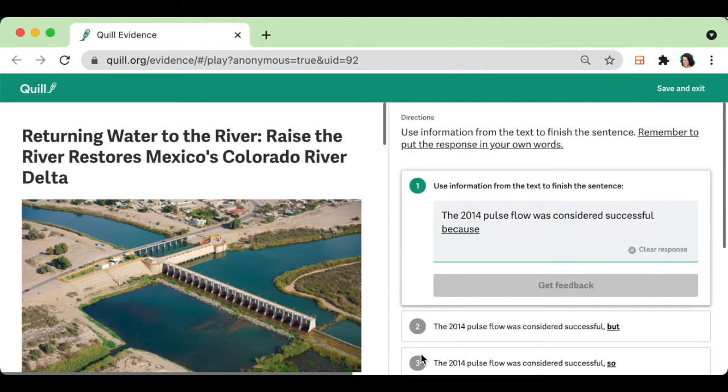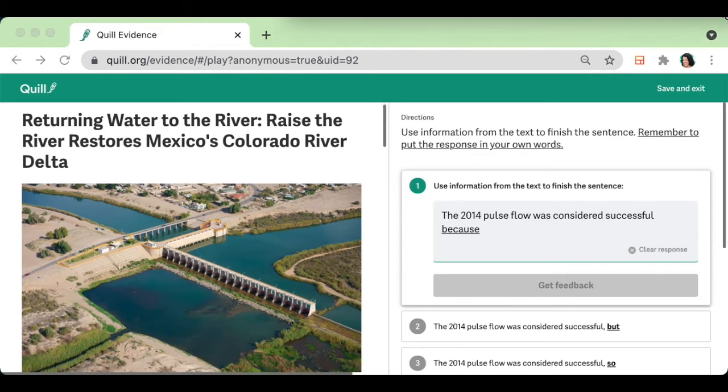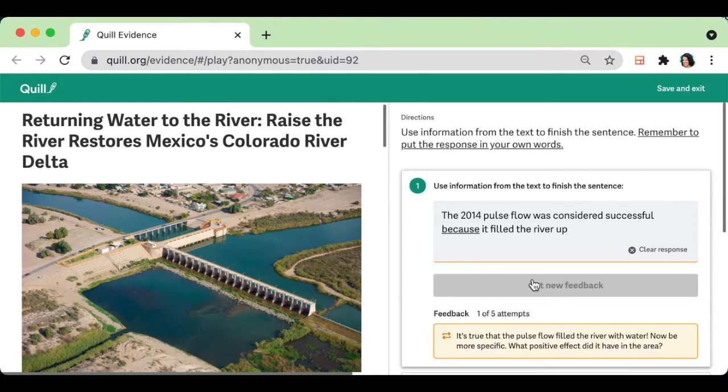The directions will say, use information from the text to finish the sentence. Remember to put the response in your own words. The students will be asked to complete the first stem. The 2014 pulse flow was considered successful because, let's say they write, it filled the river up. They'll click Get Feedback, and they'll be told, it's true that the pulse flow filled the river with water. Now be more specific. What positive effect did it have in the area?